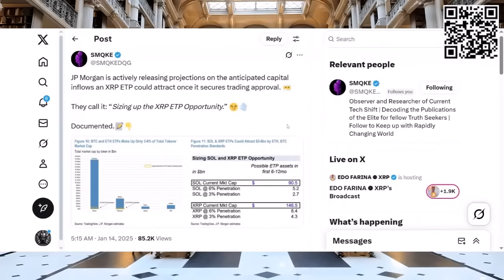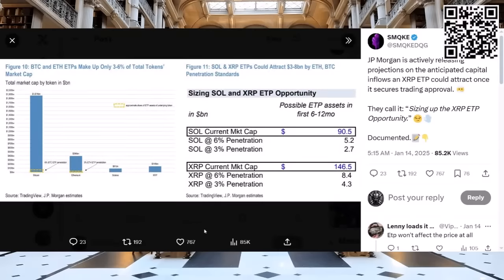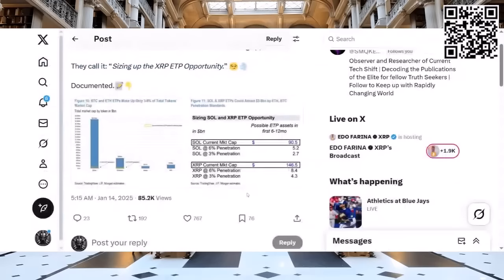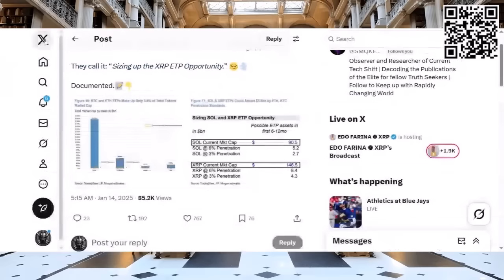JPMorgan is actively releasing projections on the anticipated capital inflows an XRP ETP could attract once it secures trading approval. Again, exchange traded product, not exchange traded fund. They call it sizing up the XRP ETP opportunity. That's a big deal. And as you see here in the example from Smoke, they literally call that sizing up the Solana and XRP ETP opportunity. That is major. That's why we get into some of these key things, and that's why, of course, we share it with you. Again, it is actually documented, and that's a major, major deal.